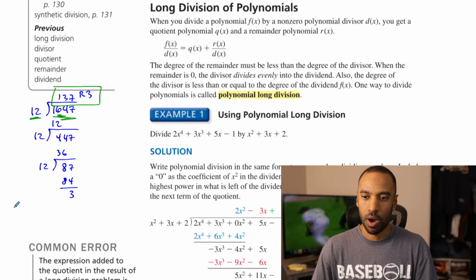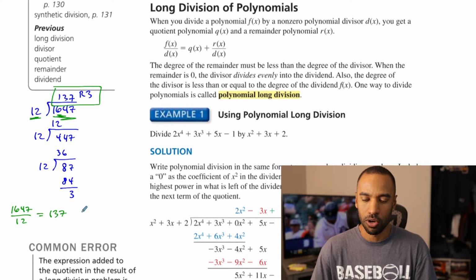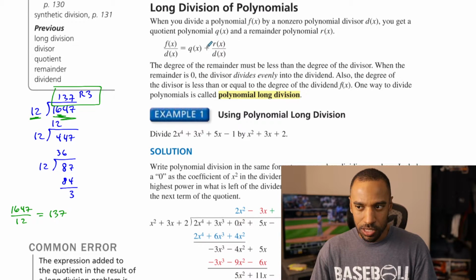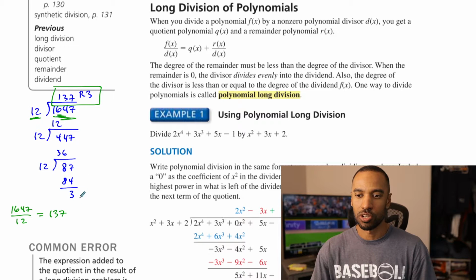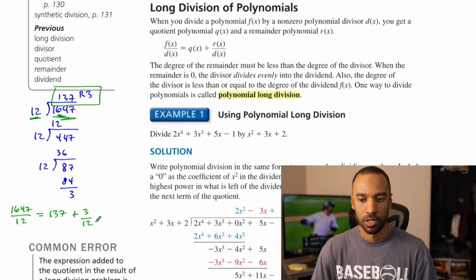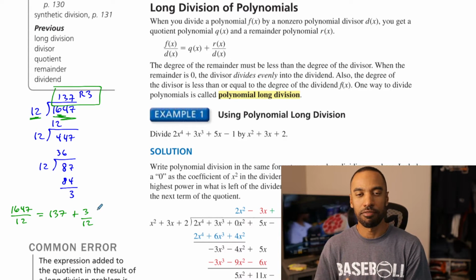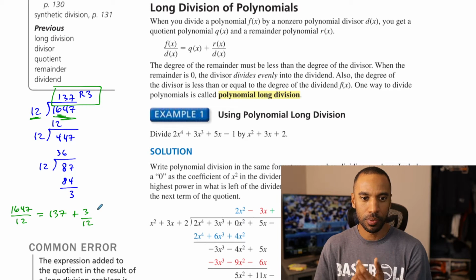When we take 1647 and divide it by 12, the result is the quotient, which for us is 137, that's the whole, plus the remainder. Now the remainder is still dividing by the divisor. So it's not just plus 3. It's plus 3/12, right? It's the part that couldn't divide out of that whole, so it's written as a fraction, right? That would be the result of this.